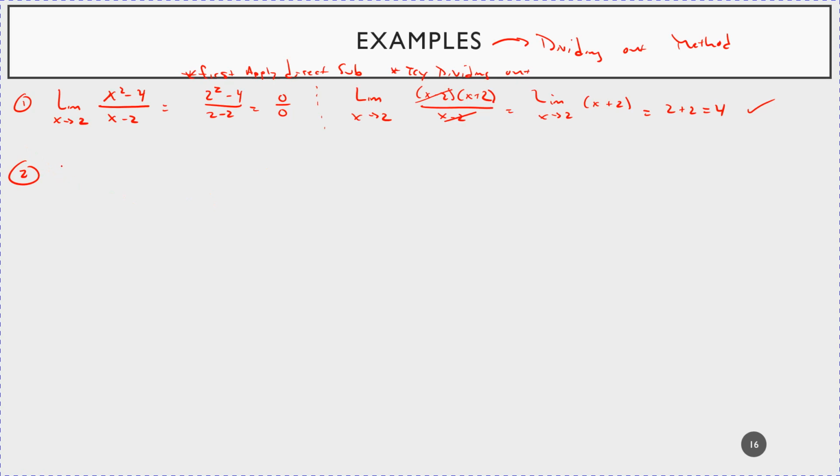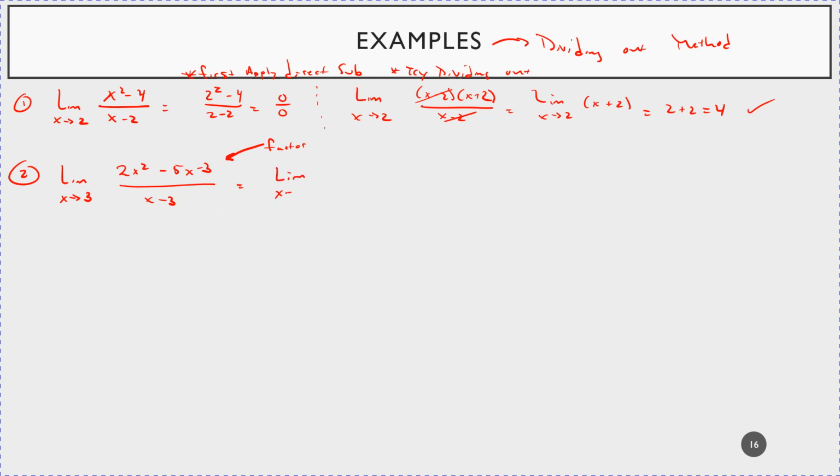Let's try this one: the limit as x goes to 3 of 2x squared minus 5x minus 3 all over x minus 3. I'll save us some time, but if you plug 3 in, 3 squared is 9, times 2 is 18, minus 15 minus 3 is 0, and 3 minus 3 is 0. So you get 0 over 0. To try the dividing out, you're going to have to factor the numerator.